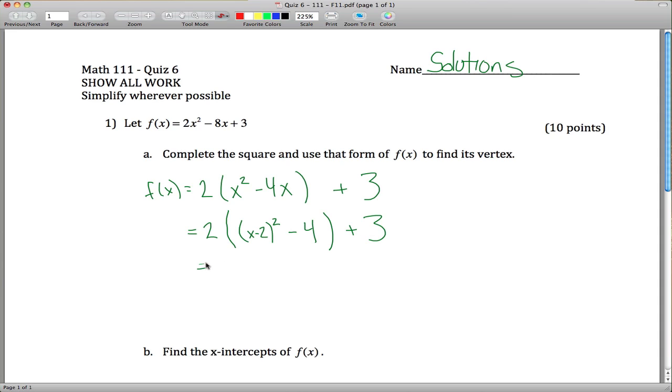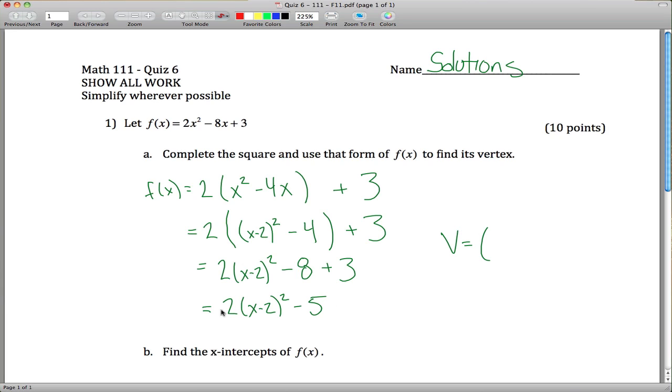And we're almost done here. Now, since we have this 2 outside these big parentheses, we'll distribute that back in and get it to look like this. 2 times x minus 2 squared is 2x minus 2 squared, and 2 times negative 4 is negative 8. Plus 3. So finally, instead of minus 8 plus 3, we can write minus 5.